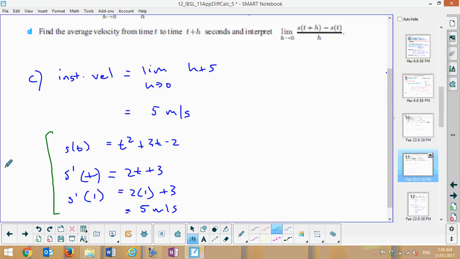Part D, find the average velocity from time t to t plus h. When you do that calculation, you're going to come down to 2t plus 3, once you take your limit. That's the general result, and then you can substitute in for any time.